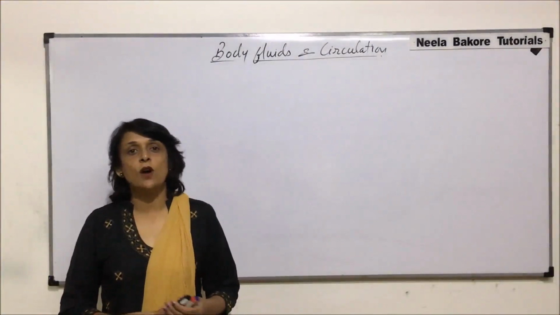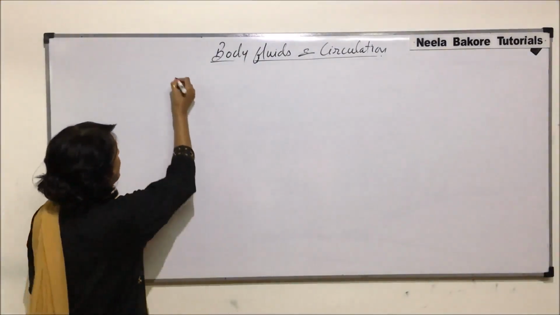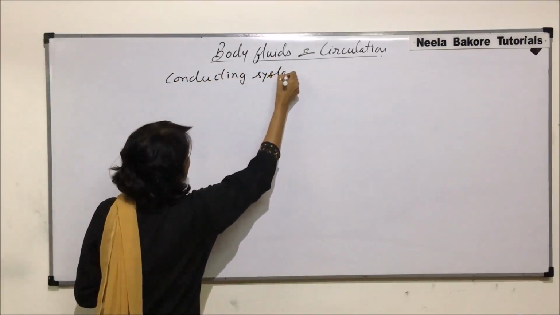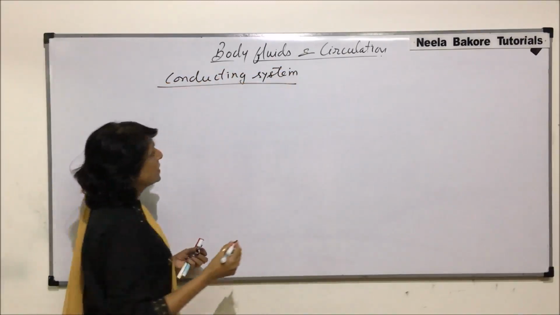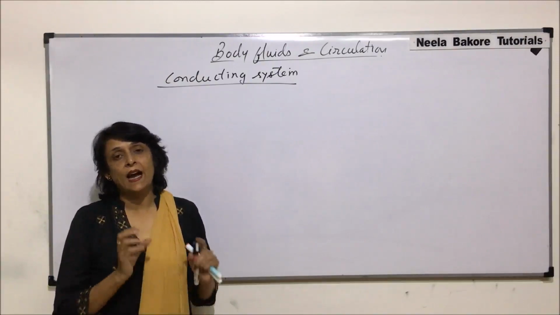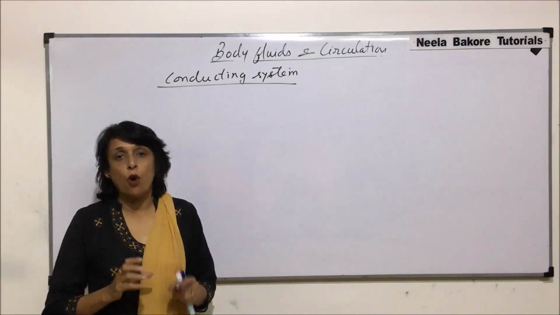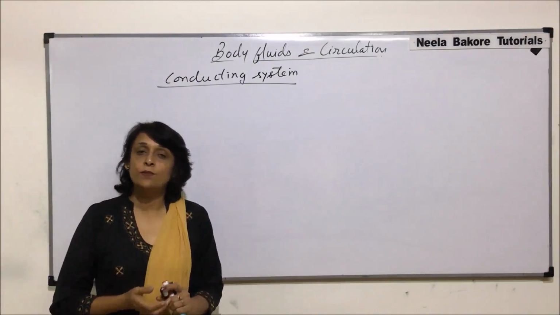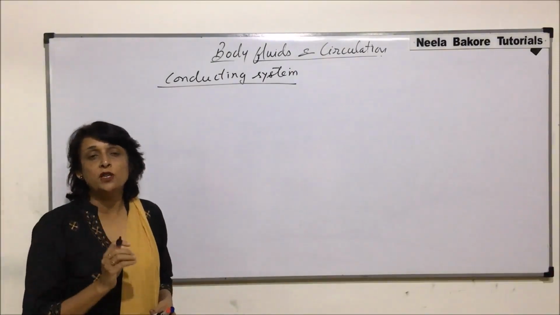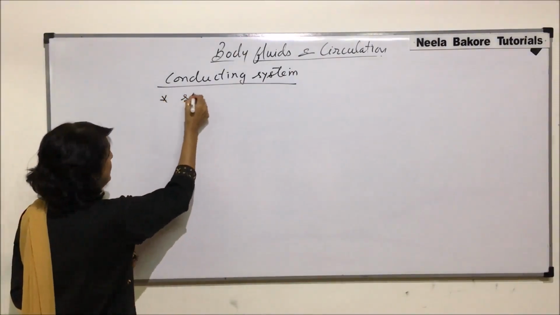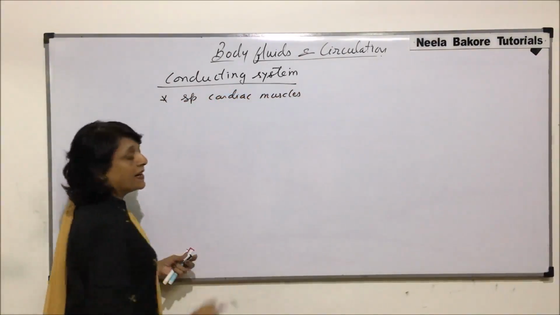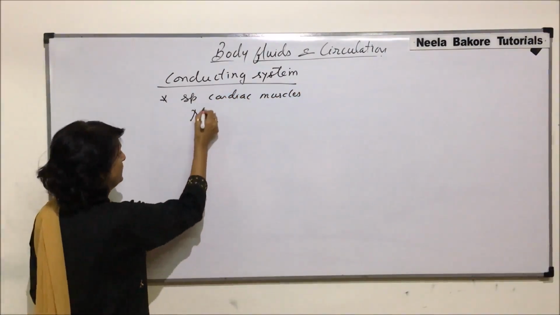In this section, we'll talk about the conducting system of the heart. The conducting system is associated with generation of the impulse and how this impulse travels on the walls of the ventricles and auricles and helps in contraction. This conducting system comprises some special cardiac muscles, and that is why it is also known as nodal tissue.